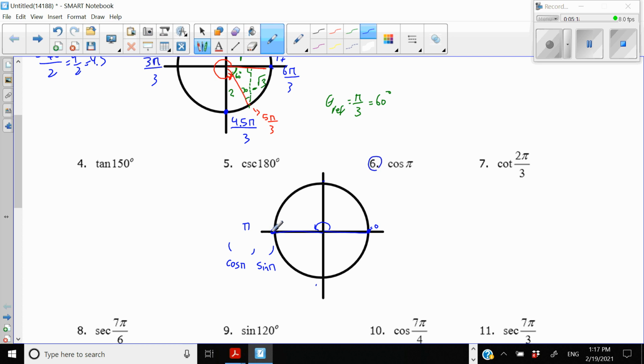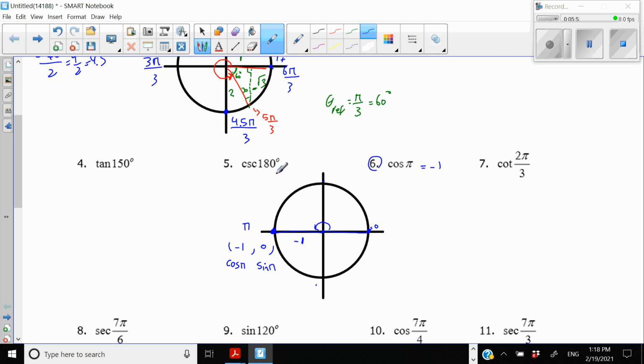So what is the coordinate of this point? Because this is unit circle, I know that the radius is equal to 1. So this distance from here to this point is 1, but because it's on the left side, it's negative. So the x value of this point is -1, and the y value is 0. We know that on the x-axis, the y value is 0. So basically, we got the cosine is equal to -1.